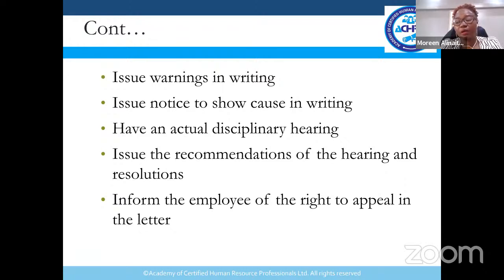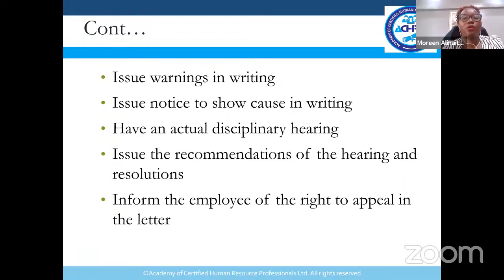Well, for how long is a warning letter valid? In some organizations, a warning letter is valid for 3 months, while in some organizations, they say the warning letter is valid forever, depending on the kind of misconduct that somebody has committed.